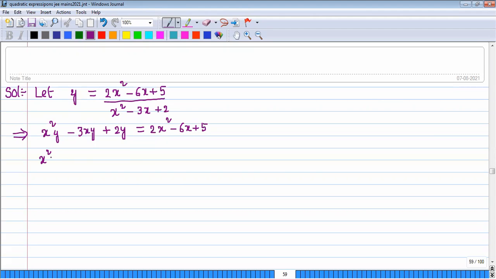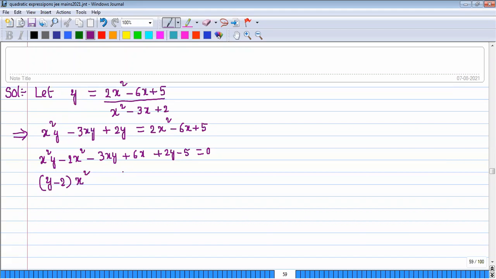So x square y minus 2x square minus 3xy plus 6x plus 2y minus 5 is equal to 0. Is it correct? Yes, sir. Now let us take x square common out from the first two terms. So you get y minus 2 times x square. You check your rough work, and minus 3x y plus 3x.